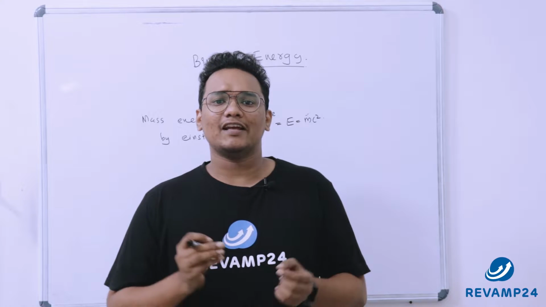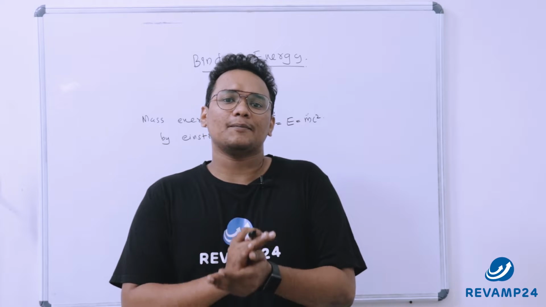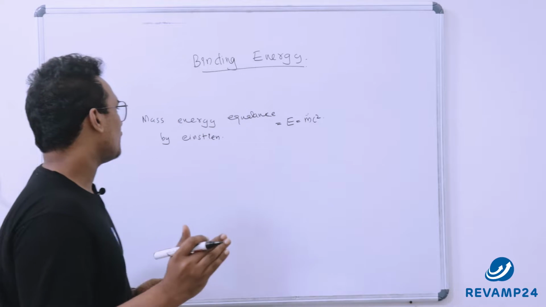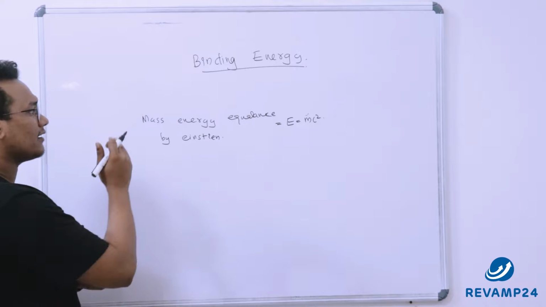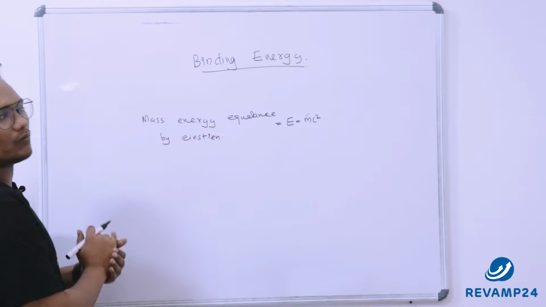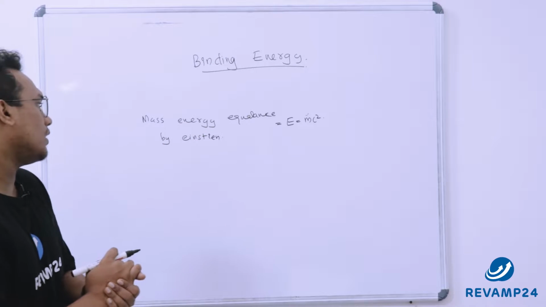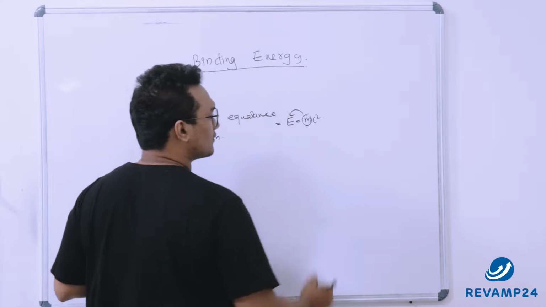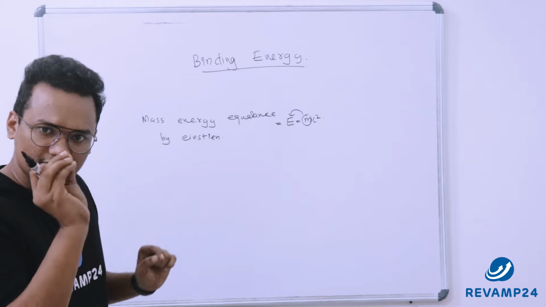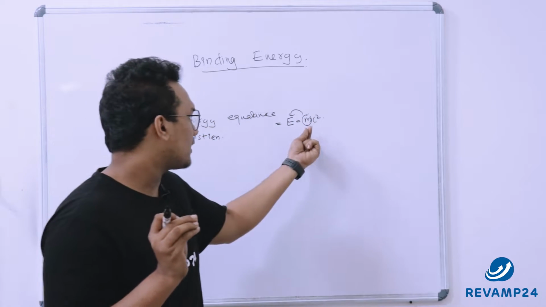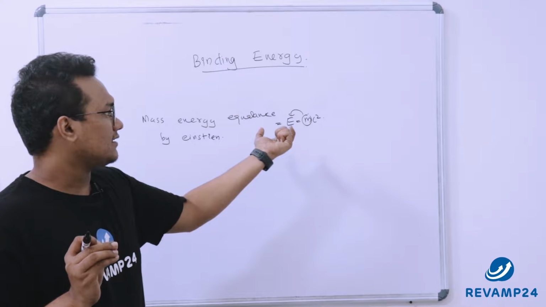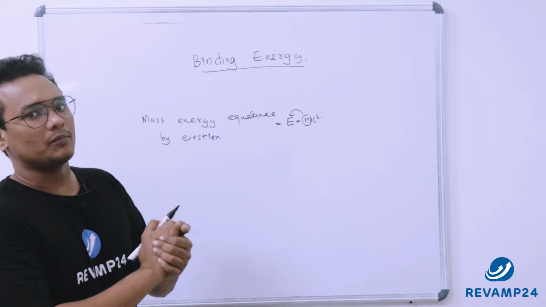In this video, I will explain a very important concept called binding energy. First I will explain Einstein's equation, which is nothing but mass-energy equivalence. Einstein told us that we can convert mass into energy. We can completely destroy a certain amount of mass and that can be converted into energy. This is a huge energy, and this is the working principle of the atomic bomb.